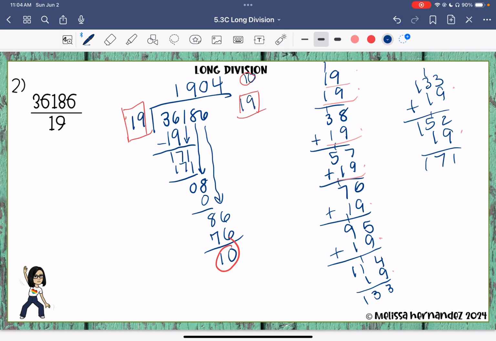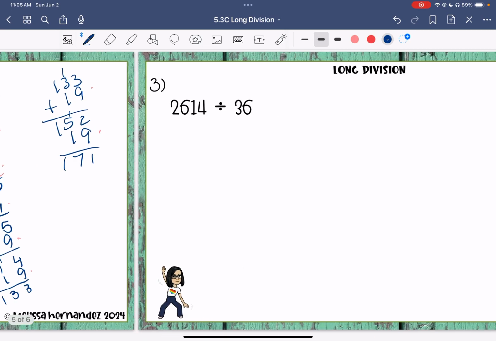Cannot simplify, so our answer is 1,904 and 10/19.